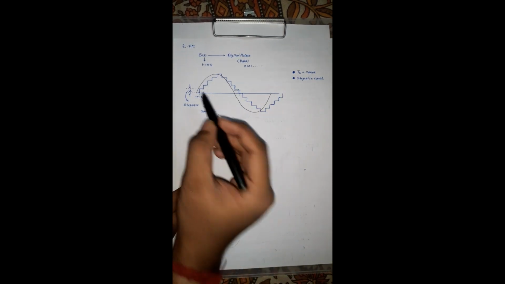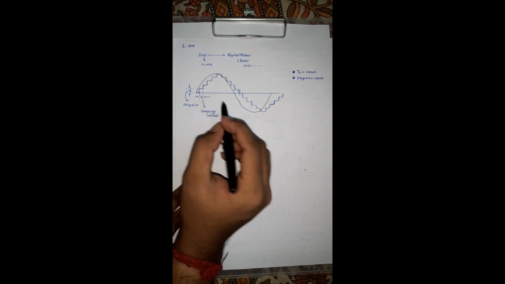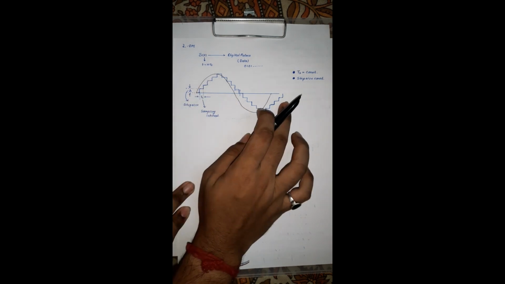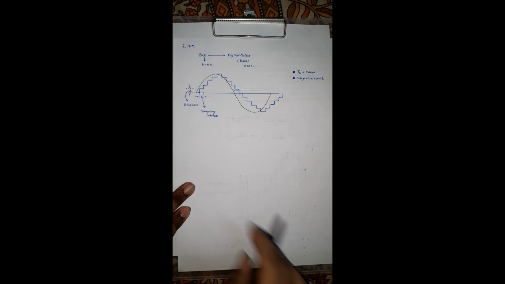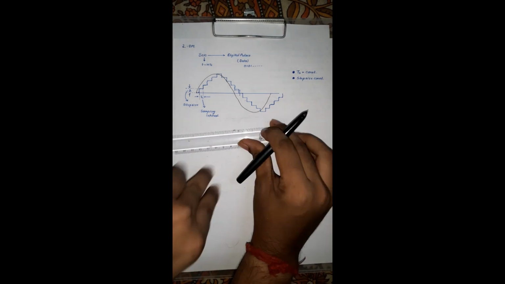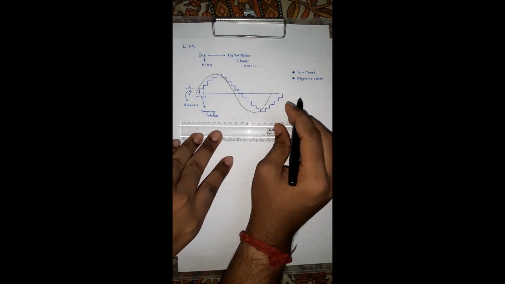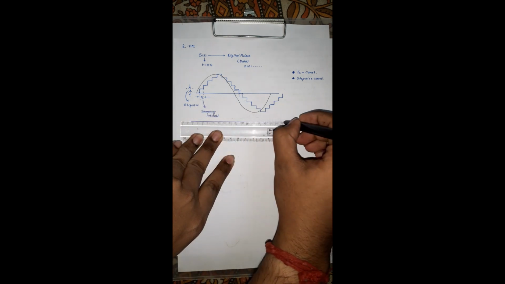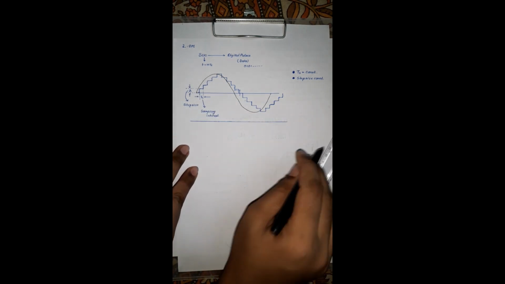Now as the step size is constant, first of all I will discuss how the codes are generated. This is the signal that has been generated inside it. Now how have the codes been generated? That is very easy. What is happening over here? Let us see.